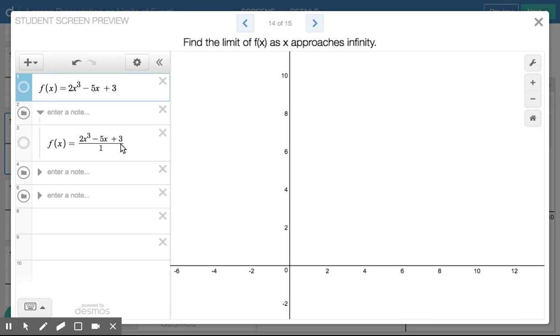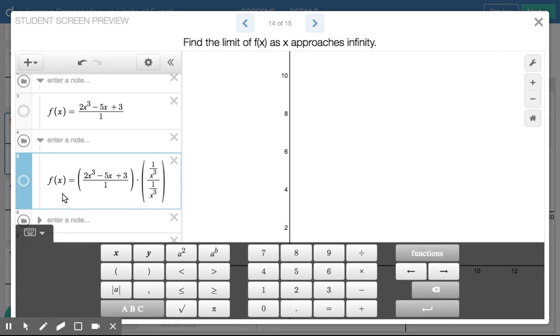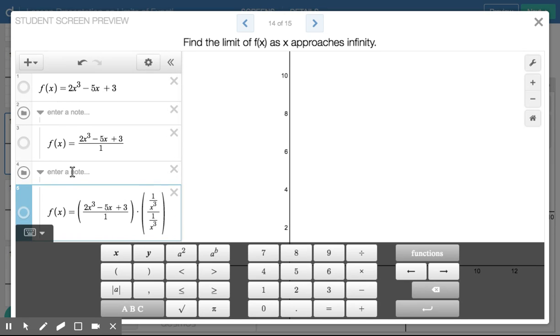So in this case, I'm going to find the x with the highest exponent, and it is x cubed. And what I will do is use that to multiply the numerator and the denominator of f of x by the same number. So I'm going to use 1 over x cubed. So notice that I have here f of x times 1 over x cubed over 1 over x cubed. We know that this is equal to 1, and so it is not changing the value of f of x.